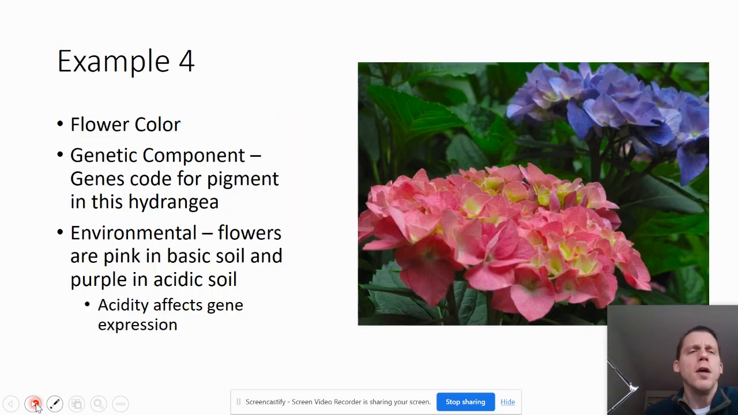And finally, flower color. In this example, they are hydrangea flowers. You see that word here. This particular variety of hydrangea will change its color depending upon what type of soil it is planted in. Flowers are pink in more basic soil, and they are more purple in neutral or acidic soil. So the acidity of the soil is actually going to affect how the genes are expressed. It can change the way those genes are expressed. So the environment and genetics combine to give you your traits.